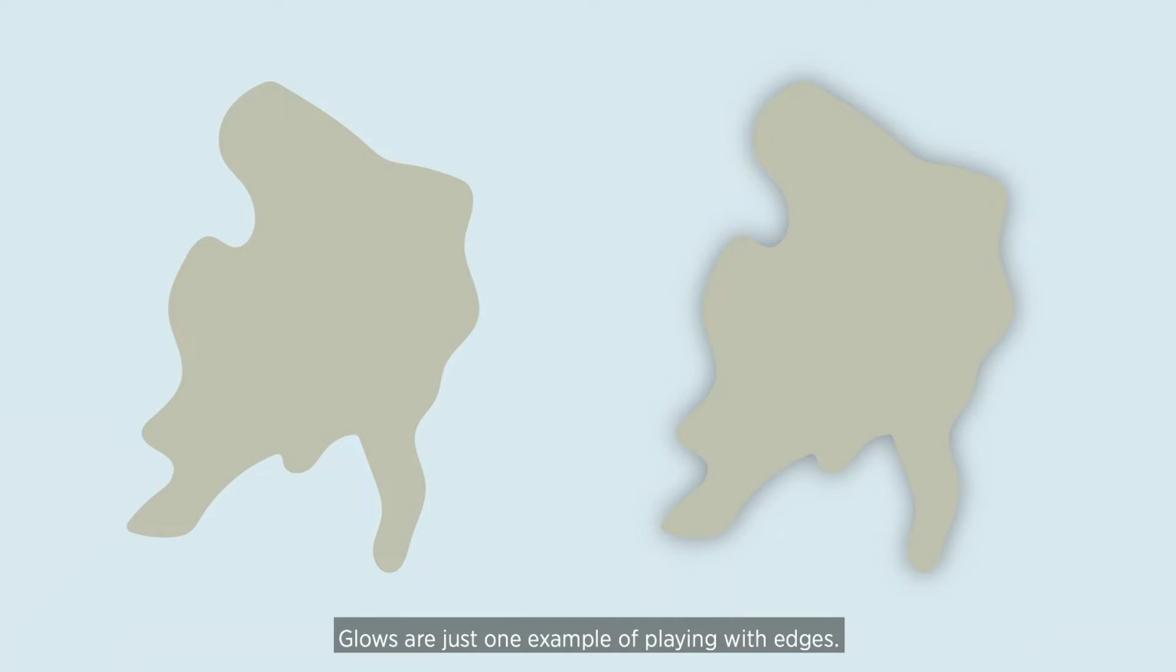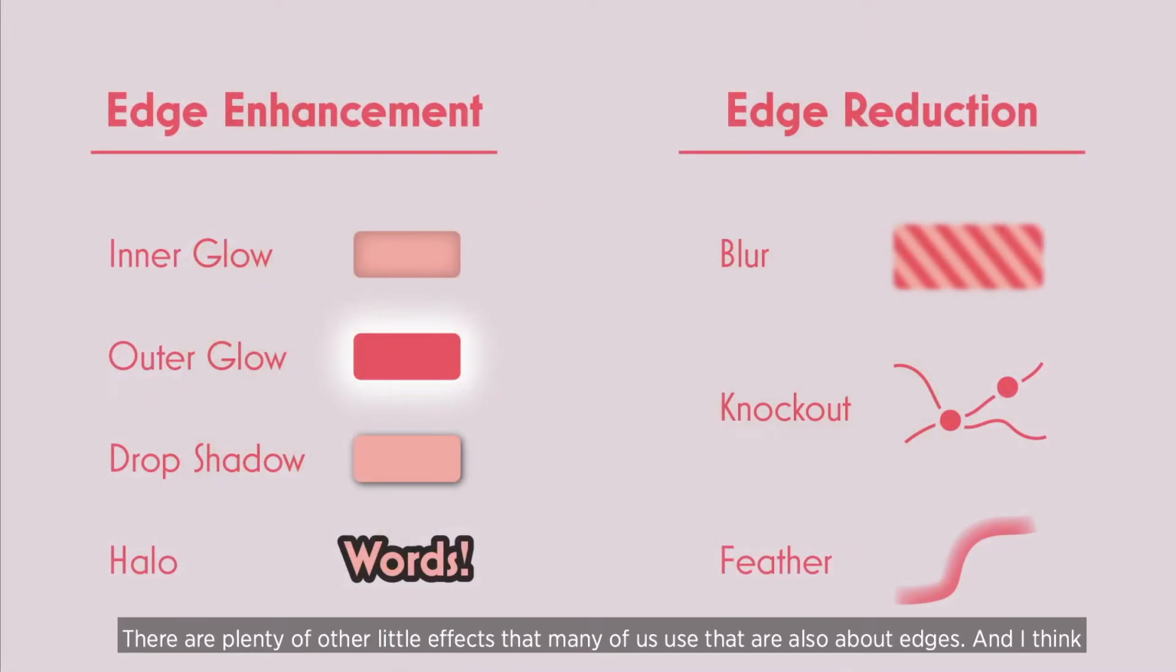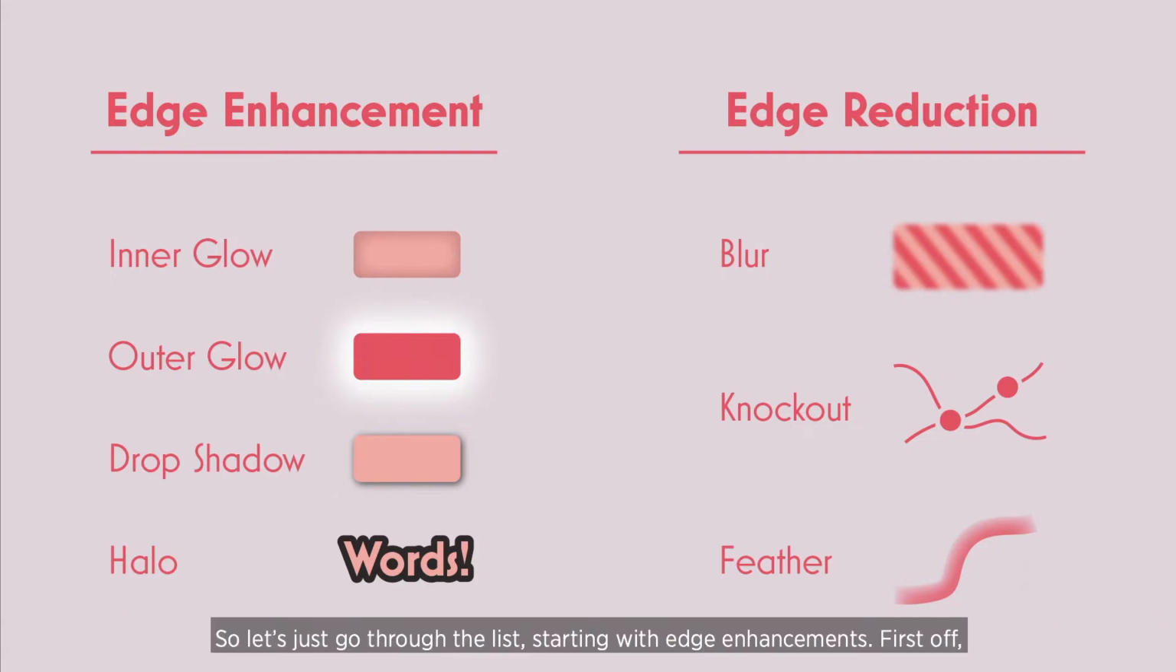Glows are just one example of playing with edges. There are plenty of other little effects that many of us use that are also about edges, and I think we can break them down into two groups, techniques that enhance edges and those that reduce them. So let's just go through the list, starting with edge enhancements.